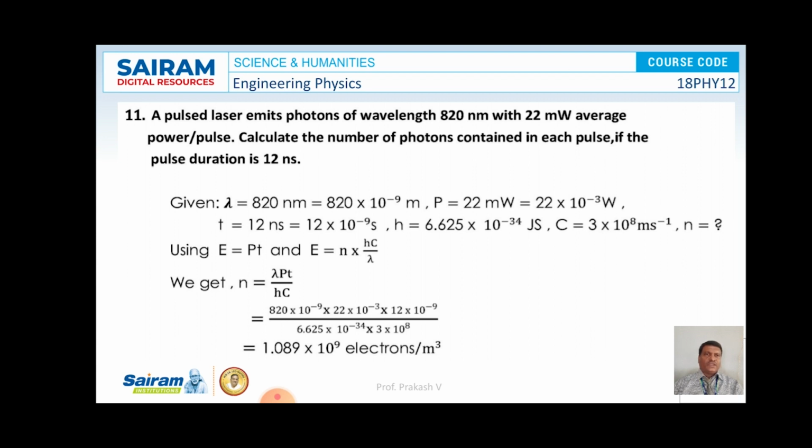So what is the value of N? We know that E is equal to N into hc by lambda. So on simplification N is equal to lambda Pt by hc. So substitute the values here, that is lambda is 820 into 10 to the power minus 9 into power that is 22 into 10 to the power minus 3 into time duration that is 12 into 10 to the power minus 9 divided by 6.625 into 10 to the power minus 34 into 3 into 10 to the power 8. On simplification, the value of N is equal to 1.089 into 10 to the power 9 electrons per meter cube. So this is the solution for this problem.